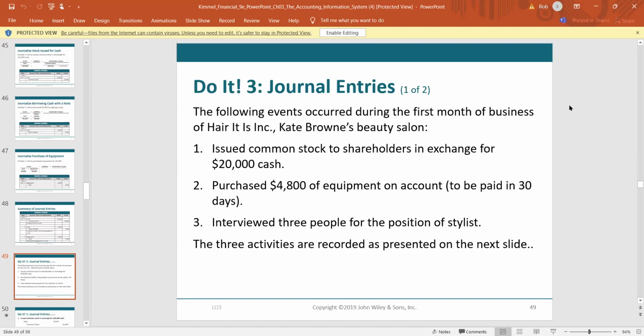Kate Brown's Beauty Salon issued common stock in exchange for cash. Purchased equipment on account. We now know that on account means nobody had money. So it's going to be accounts receivable or accounts payable. And since we're buying it, we know it's going to be accounts payable. And then they interviewed 3 people for the position of stylist. How do we record these transactions?